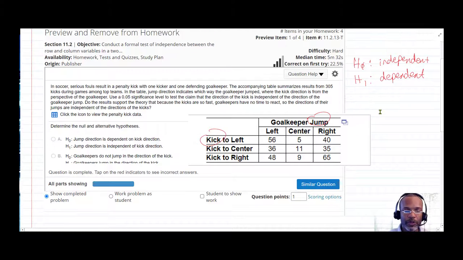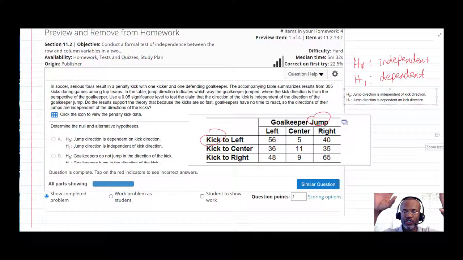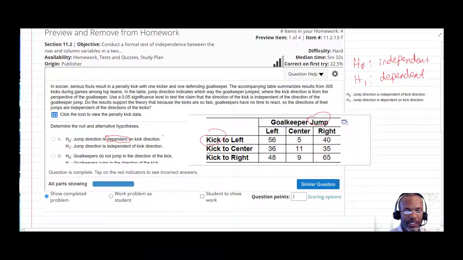So when you think about how to reword that, it's going to look like this. The top variable, the goalkeeper's jump direction, we're looking to see if that's independent of the kick direction. So goalkeeper jump, independent of kick direction. And for our contingency tests, that idea, independence, is always going to be a statement that's part of the null hypothesis. So right away, the fact that the alternative talks about dependence, we want our statement to not talk about the action, but to talk about the dependence on the two variables. So this is how we would state the null and alternative hypothesis.